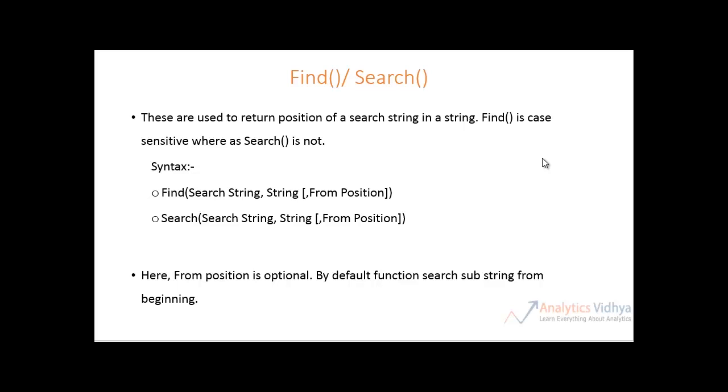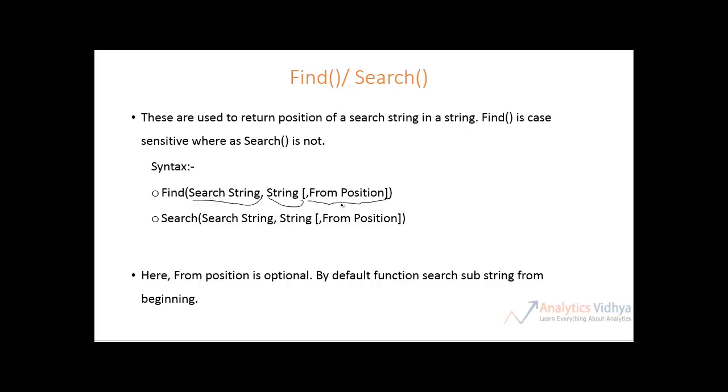Let's focus on the syntax of these two functions. The first argument in find is search string. It refers to the string that we are looking for. The second argument is string. It refers to the string from where we are looking for. And the third argument is position, which is an optional argument. It basically refers to from what position we are looking for the string.